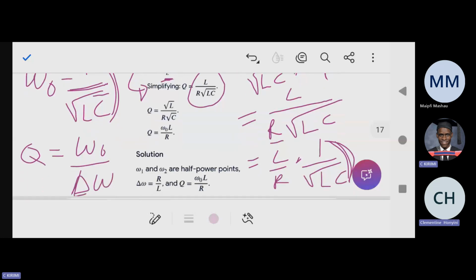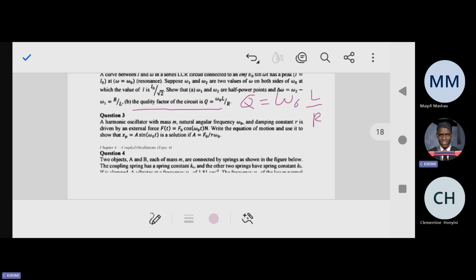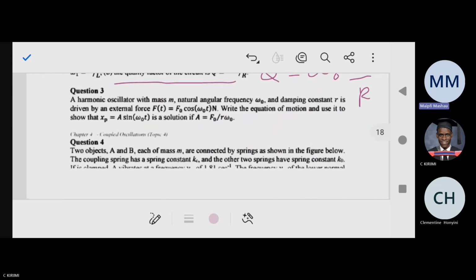Should we continue? Yeah, I think we can continue. All right, number 3.